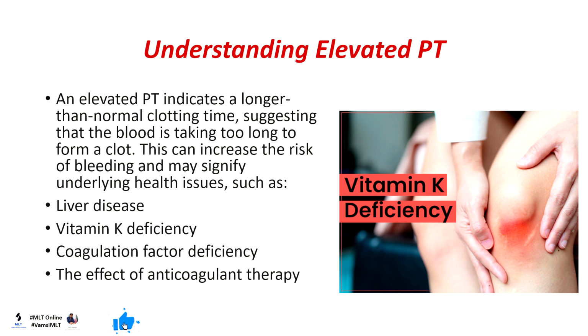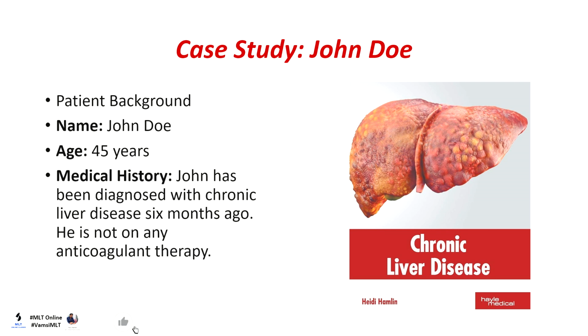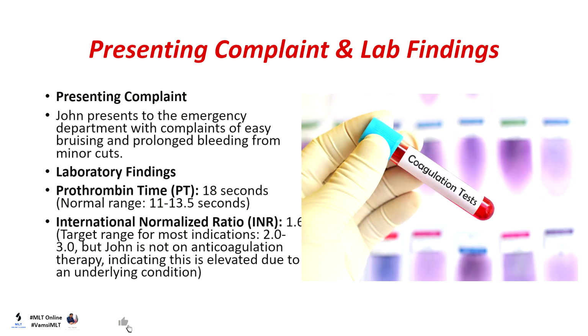Case study, John Doe. Patient background. Name, John Doe. Age, 45 years. Medical history: John was diagnosed with chronic liver disease 6 months ago. He is not on any anticoagulant therapy. Complaint: John presents to the emergency department with complaints of easy bruising and prolonged bleeding from minor cuts.